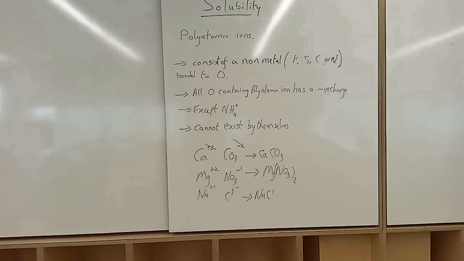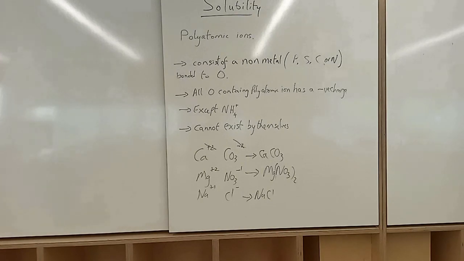Most polyatomic ions consist of nonmetals such as phosphorus, sulfur, carbon, and nitrogen, bonded to oxygen. So phosphorus with oxygen will typically be phosphates, sulfur with oxygen gives sulfates, likewise carbonates, and nitrates are primarily polyatomic ions. All the nonmetals just mentioned, if bonded with oxygen, will always have a negative charge. For example, carbonate has a -2 charge, nitrate has a -1 charge, and phosphate has a -3 charge, except for ammonium. Ammonium has a positive charge.